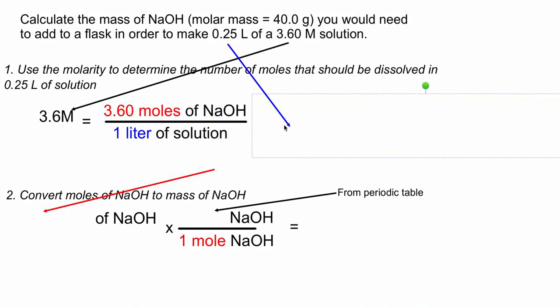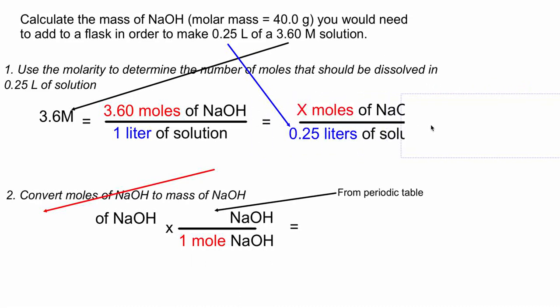Now we know 3.6 with a big M means if we had 1 liter, it would contain 3.6 moles of sodium hydroxide. So we're going to use this as a ratio. 3.6 moles over 1 liter equals X, we don't know how many moles, over 0.25 liters. That's all we're making. We're only making 0.25 liters. So we're going to put less than 3.6 moles in there. We just don't know exactly how much.